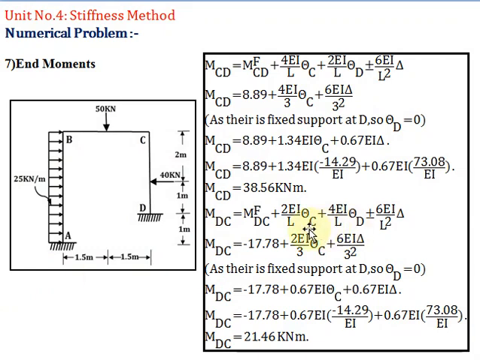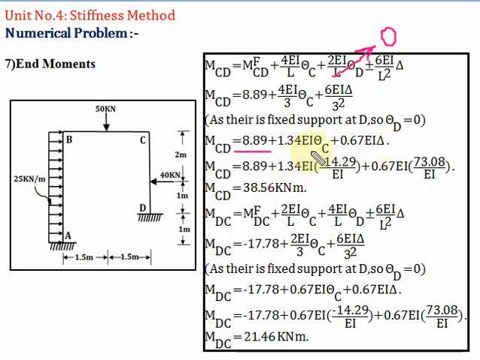Now we will find the end moment in the last member, that is CD and DC. So the slope deflection equation is MFCD plus 4EI upon L theta C plus 2EI upon L theta D plus minus 6EI upon L square delta. Now here, as the support D is fixed, the value of theta D is 0. Okay. Now putting the value of fixed end moment in member CD, that is 8.89. Put the length of member CD as 3 here. And simplifying that, we'll get the equation as 8.89 plus 1.34 EI theta C plus 0.67 EI delta.